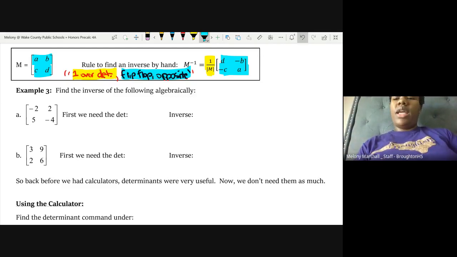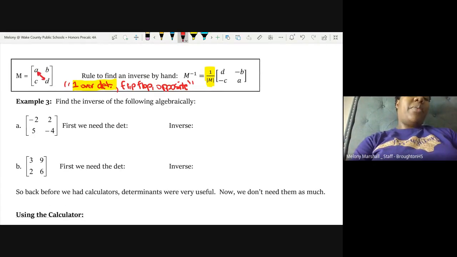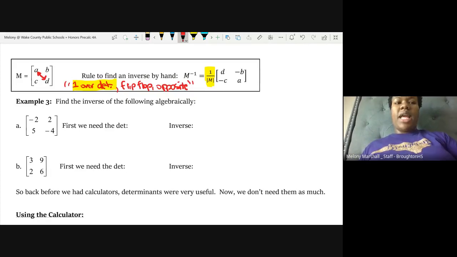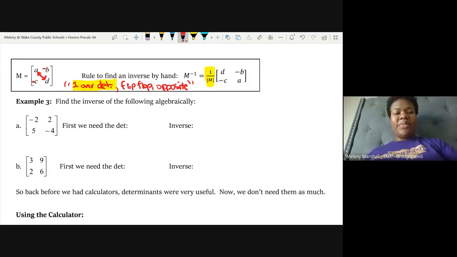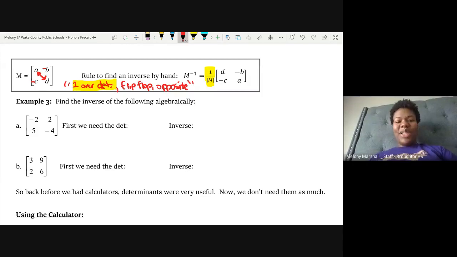Here's how I write it. Flip-flop literally the main diagonal, and then make the other diagonal opposite. In other words, not negative, but opposite, because if it starts out negative, it will be positive, but if it starts out positive, it will be negative. That's why I say flip-flop opposite instead of flip-flop negative.